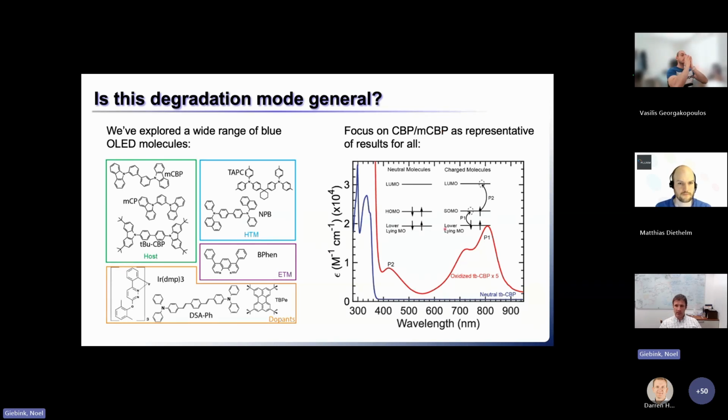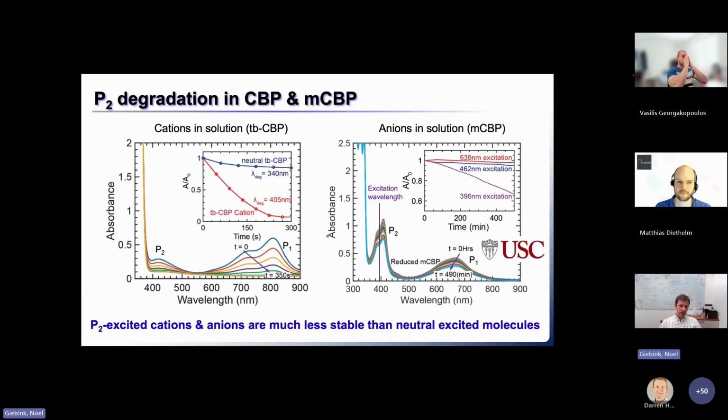And so if we look in particular at CBP, or actually it's a tert-butyl variety of CBP, you can chemically oxidize it in solution. And again, you get this P1 transition in the red, this P2 transition in the blue. And you can track the degradation of those cations just by looking at the absorption band. So this is now exciting that solution of cations at, say, 405 nanometers. So we're exciting P2, and you can see that the absorption bands of the cation steadily degrade over time.